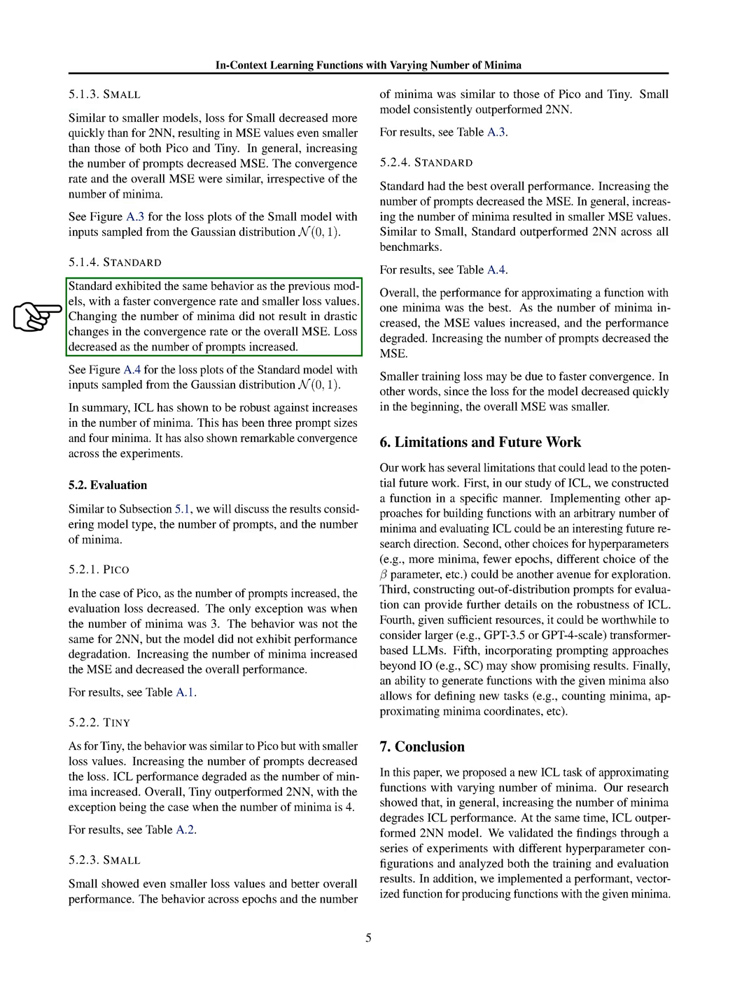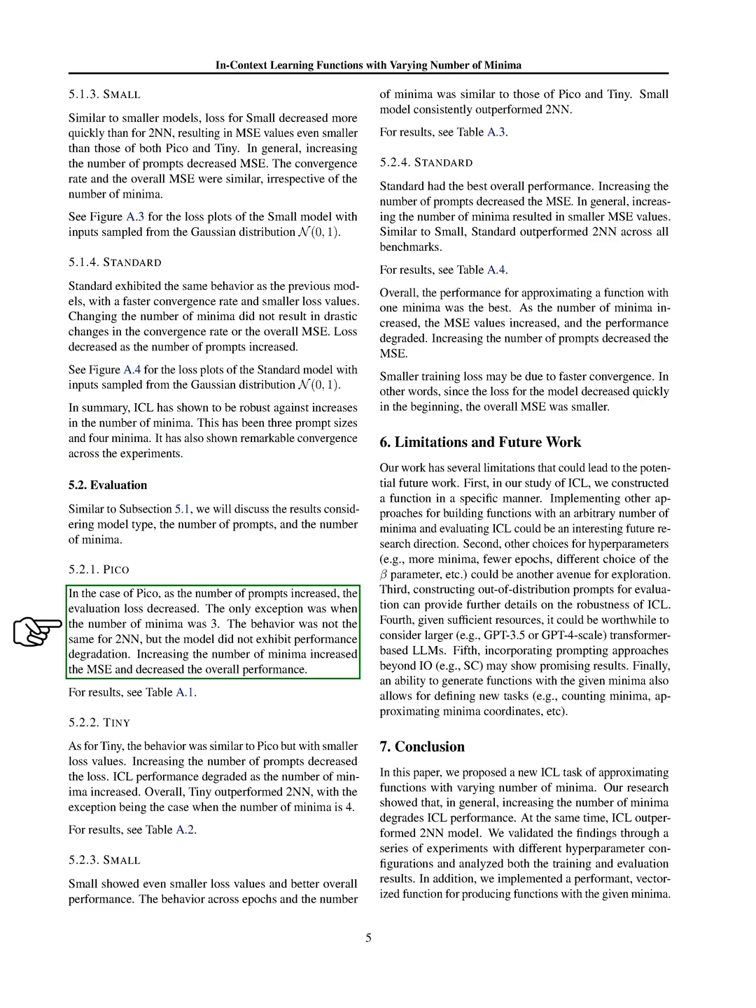The standard model exhibited the same behavior as the previous models, with a faster rate of convergence and smaller loss values. Changing the number of minima didn't result in significant changes in the rate of convergence or the overall MSE. The loss decreased as the number of prompts increased. In summary, our method proved to be resilient against increases in the number of minima. It also showed impressive convergence across all experiments.